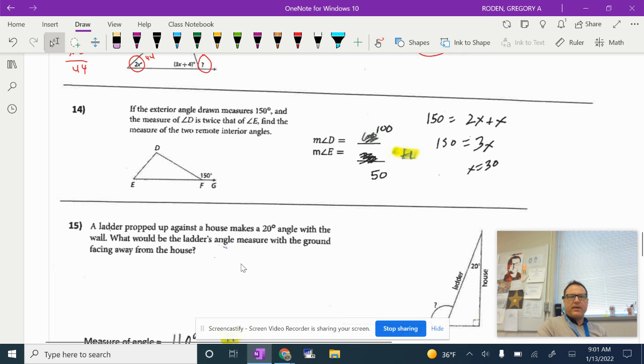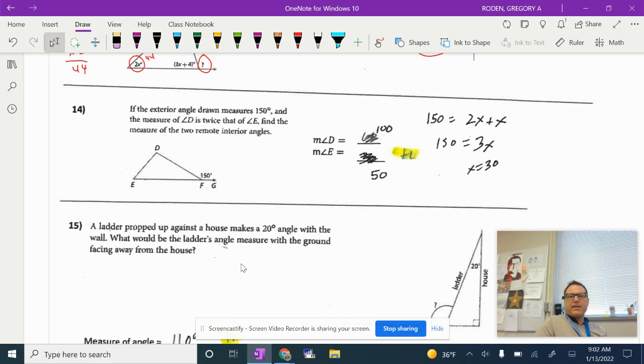It said the exterior angle drawn measures 150 degrees, and the measure of angle D is twice the measure of angle E. Find the measure of the two remote interior angles. Now, most of you did a really nice job on this and didn't do it like I did, but that's fine. I gave you credit as long as you got the point. This is just worth 1 point.